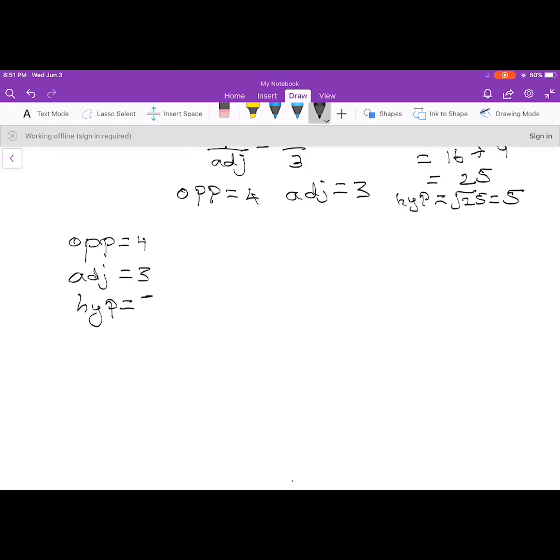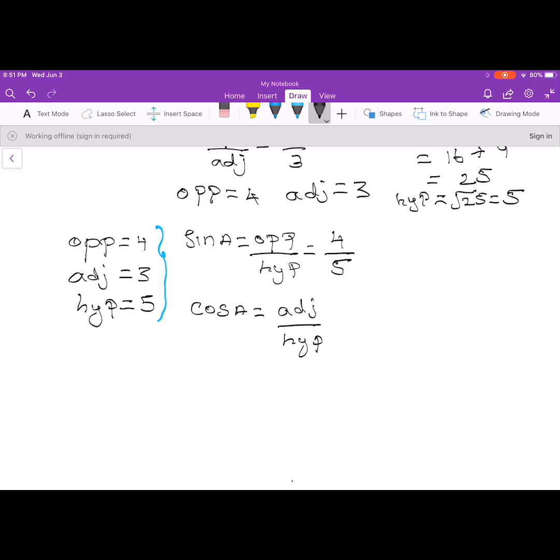After finding out these three things, we can easily find out all the other 5 ratios. What is the formula? Let us go into the formulas. Sine A is opposite by hypotenuse. What is our opposite? That is 4. Hypotenuse is 5. So sine A is 4 by 5. Cos A is adjacent by hypotenuse. Our adjacent is 3 and hypotenuse is 5. Tan A is already given.